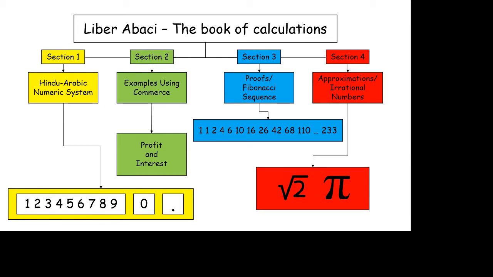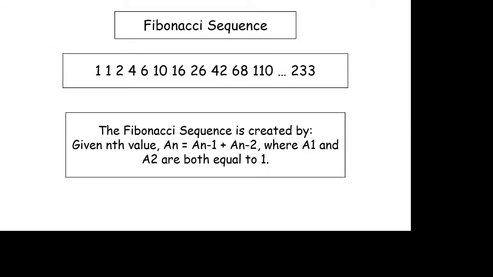Also important is section 4, which discusses the use of approximations and irrational expressions like square roots and irrational constants like pi. The Fibonacci sequence is created by utilizing the formula a_n equals a_(n-1) plus a_(n-2), where a_1 and a_2 are both equal to 1.